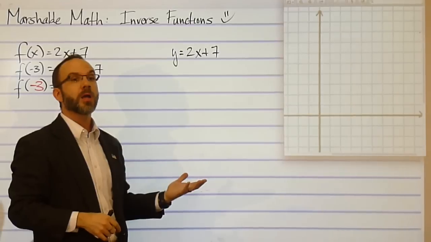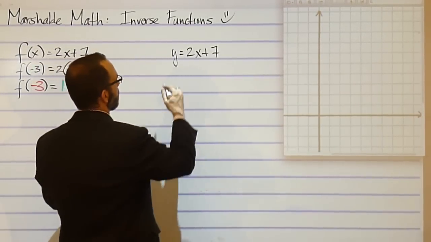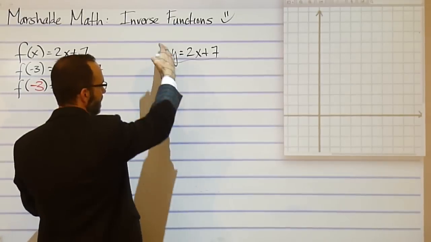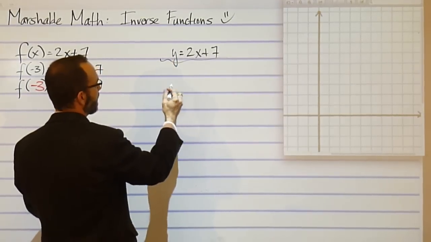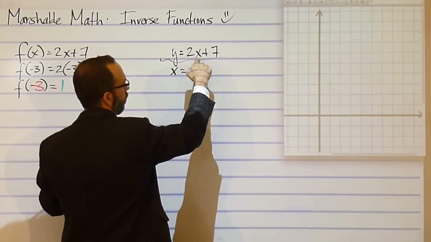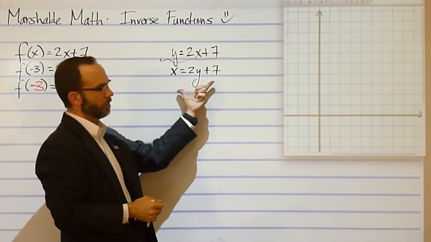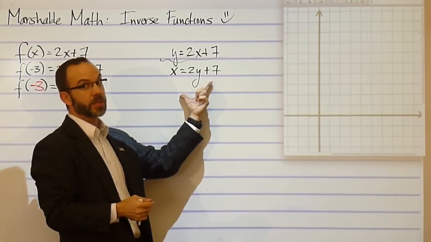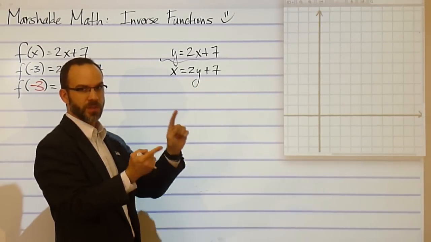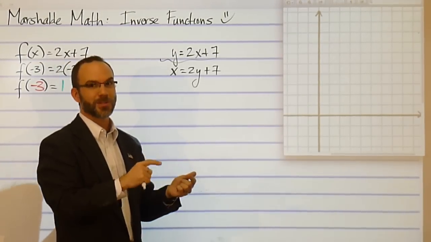Wherever I see a y, I'm going to replace it with an x, and wherever I see an x, I'm going to replace it with a y. So the next step down, because these are not equal to each other in a sense, would say, hey, this becomes x is equal to 2y plus 7, right? This is now the beginnings of the inverse function, because what we're doing is we're switching the inputs and the outputs. We're switching the x's and the y's. We're switching the domains and the ranges.